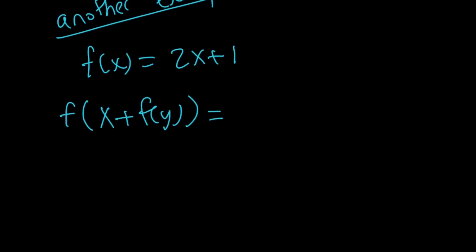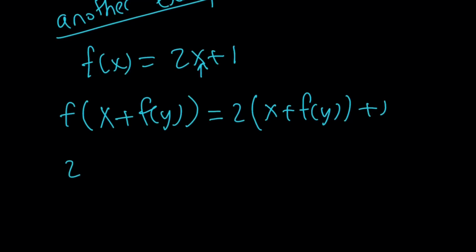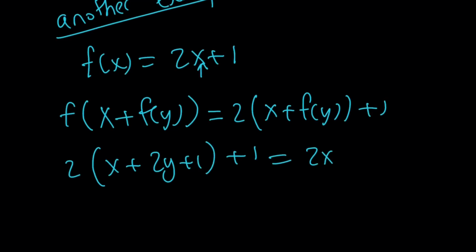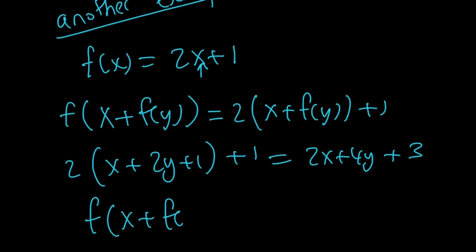So what is f of this? f of x is 2x plus 1, so it's just going to be 2 times that plus 1. But what is f of y? f of y is 2y plus 1. And just do the math, and you're going to get the answer, 2x plus 4y plus 2 plus 1, which is 3. Here you go. Here is your functional equation.